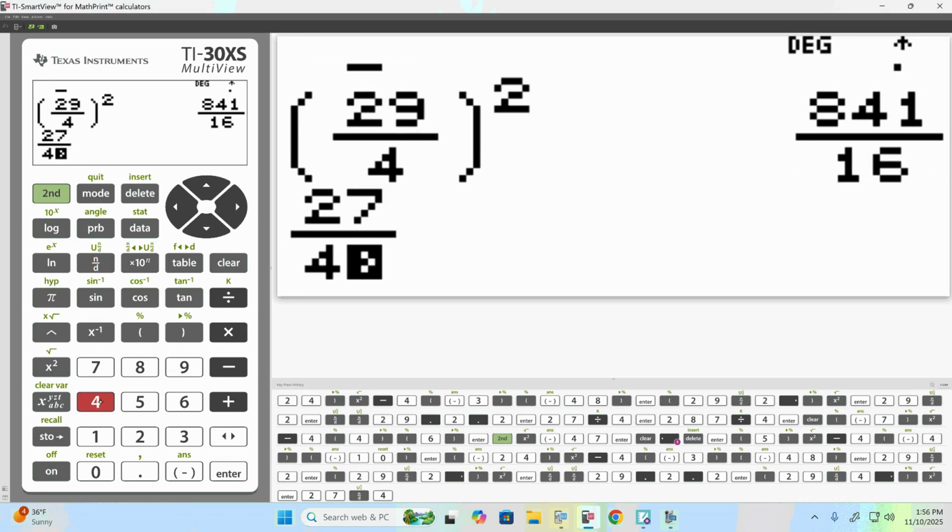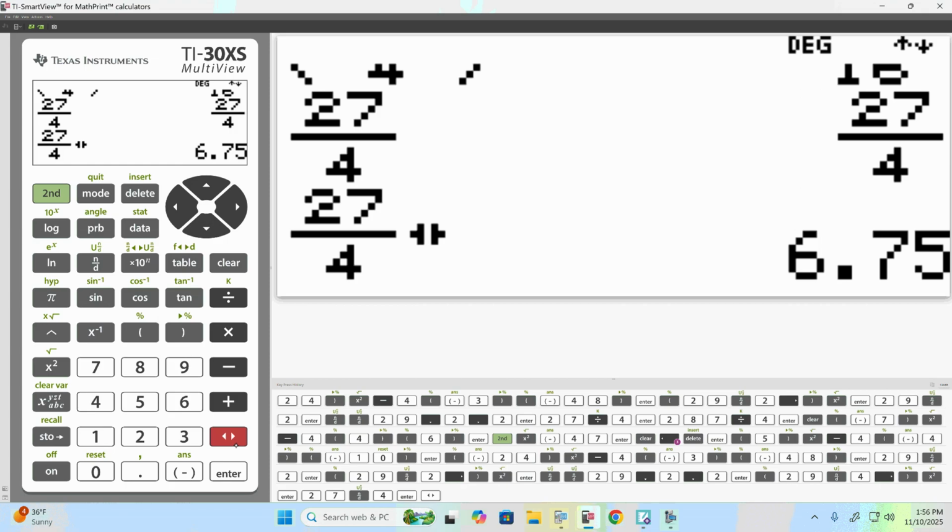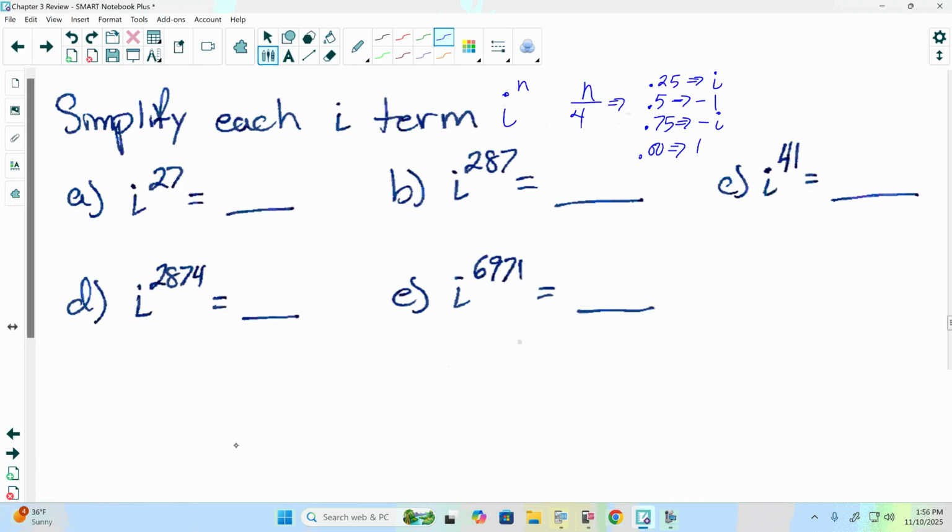We could write it as a fraction, 27 over 4, which we'd have to approximate as a decimal, so we might as well just divide it. 27 divided by 4 is 6.75. We don't care about the 6. The 0.75 tells us this reduces to negative i. And the graphing calculator does do powers of i, because we can do i to the 27th and it works pretty fine.